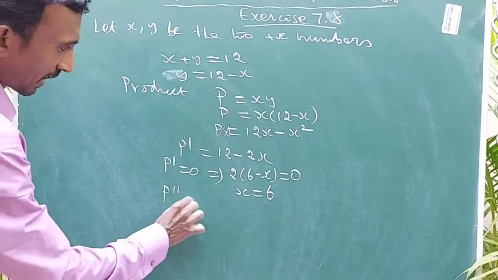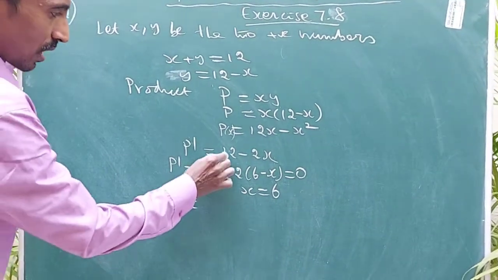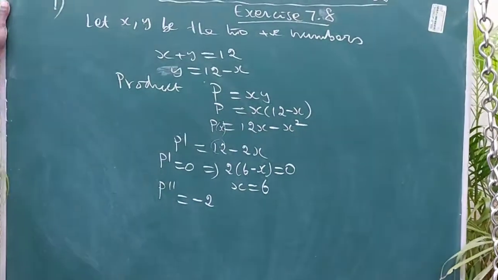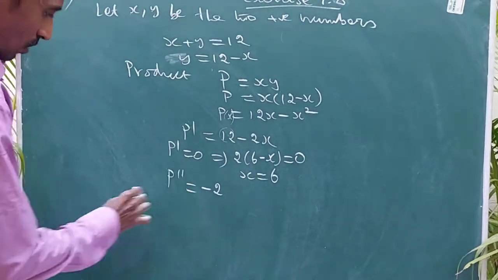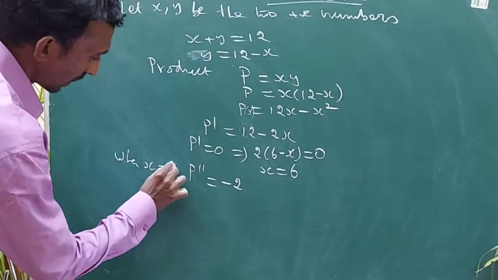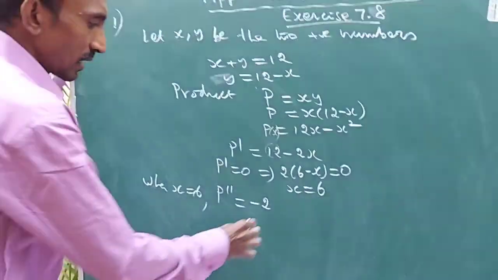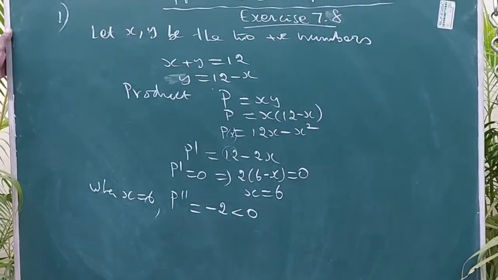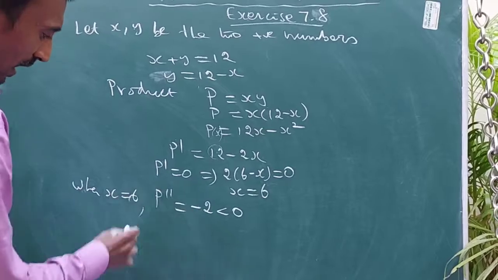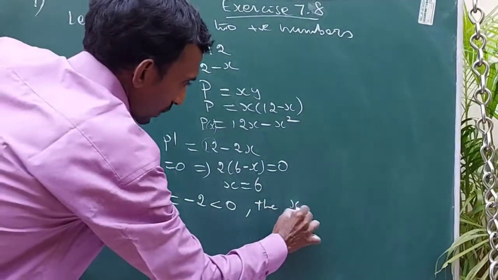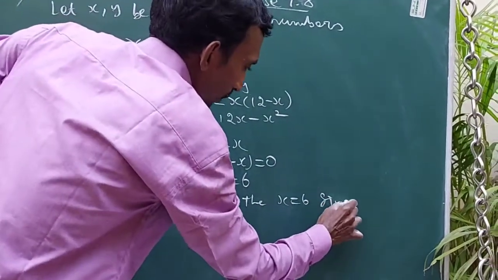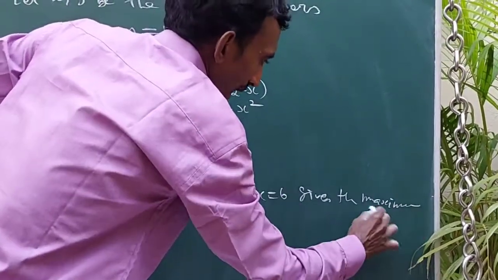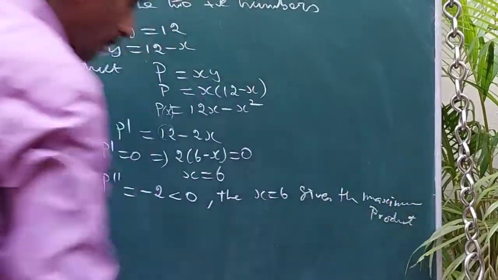Similarly, find the second derivative. The second derivative is the differentiation of 12, which is 0, minus 2 into 1. It is always negative, so when x equals 6 it is also negative. So x equal to 6 gives the maximum product, or it maximizes the product.